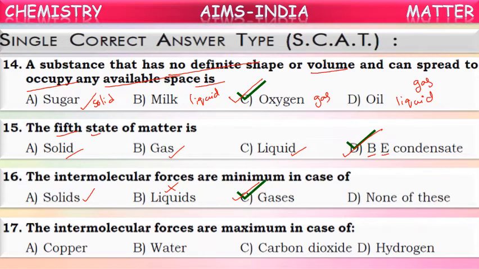Now next question, seventh. The intermolecular forces are maximum in case of, see, intermolecular forces are minimum in case of gases, maximum in case of solids. So let's check in the given options which is a solid. Copper, yes, copper bars, so it is a solid. Whereas water is a liquid. Carbon dioxide is a gas. Hydrogen is also a gas. So the intermolecular forces are maximum in case of which one? Copper, because it is a solid. Solids' intermolecular forces are maximum in case of copper. It is a solid, not hydrogen, because hydrogen is a gas.